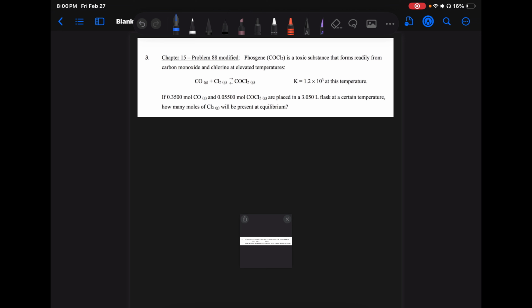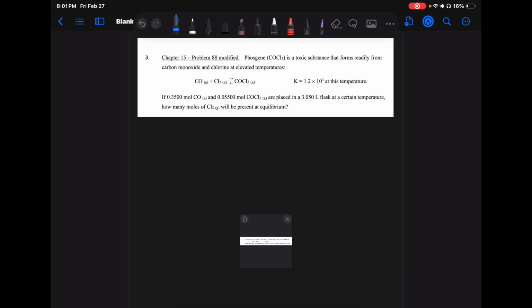So we have a substance that forms readily from carbon monoxide and chlorine at higher temperatures. We have the reaction there, and then we have the K value, which is 1.2 times 10 to the 3. So immediately we could assume that this is a large K reaction. The forward reaction is large K. Now we're asked what the moles of Cl2 will be at equilibrium.